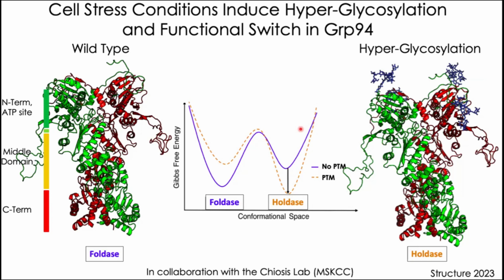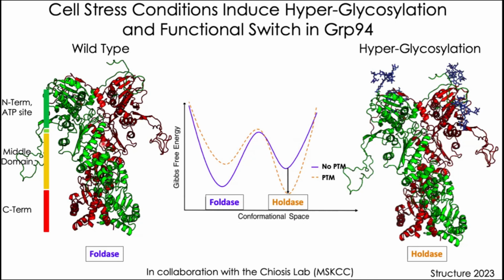So it came out from the Chiosis lab at MSK that these chaperones, this family of chaperones, are highly glycosylated in these states. There are in particular two types of glycosylation that transform this protein from a protein that folds other proteins into a protein that holds other proteins there, transports them to the plasma membrane, and helps them survive when they are partially folded or partially unfolded.